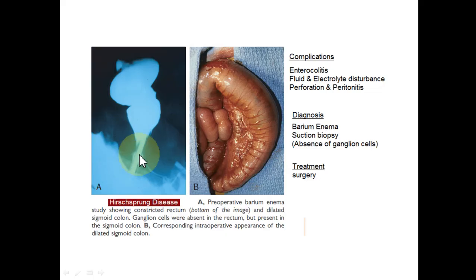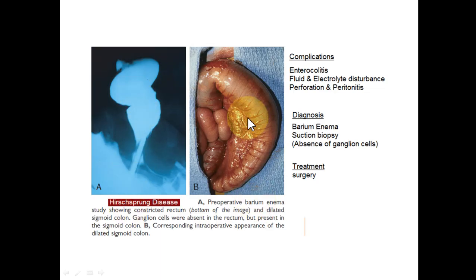So here we can see that this region is obstructed, and this obstruction is because of the missing myenteric and medullary plexus. Automatically the food here, or the milk, meconium, accumulates here and causes distension of the region that is above the point of obstruction, particularly the sigmoid colon. So this is a preoperative barium enema which shows constricted rectum here and dilated sigmoid colon.